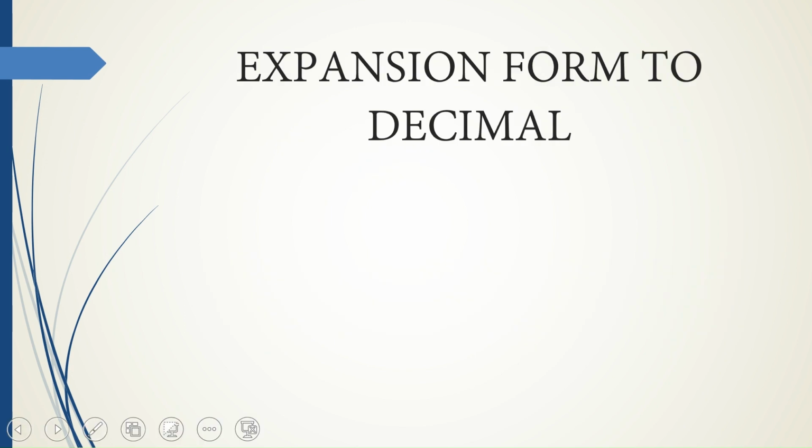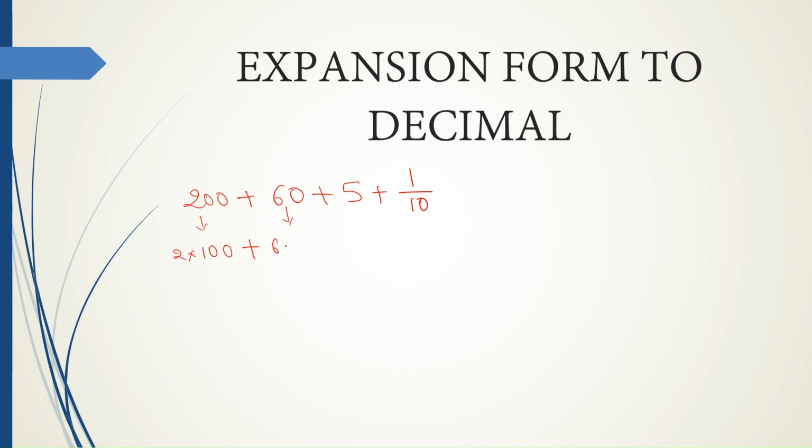Now we'll see how to write a decimal using the expansion form. Consider an expansion form, 200 plus 60 plus 5 plus 1 upon 10. So this is an expansion form. The first one we can write as 2 into 100 plus, this is 6 into 10 plus 5 into 1 plus, this is 1 into 1 upon 10.